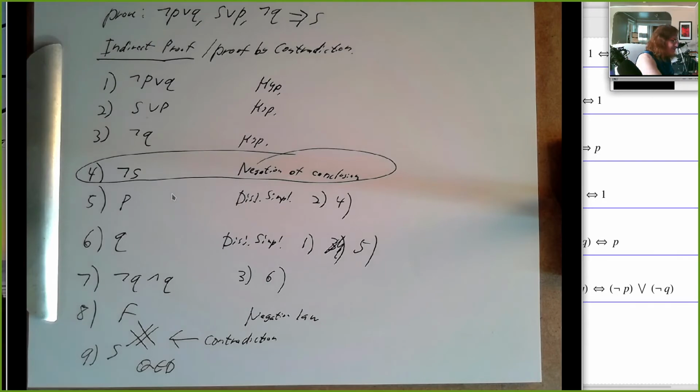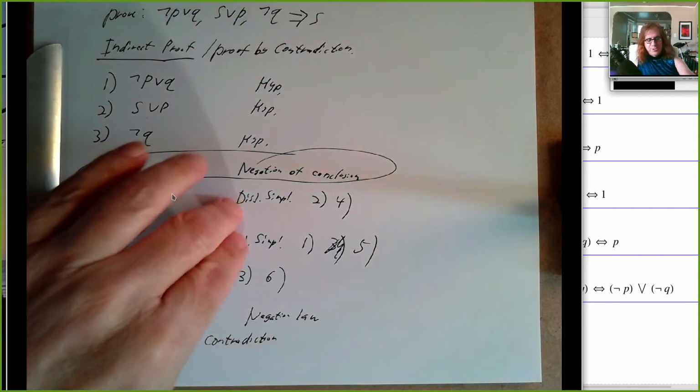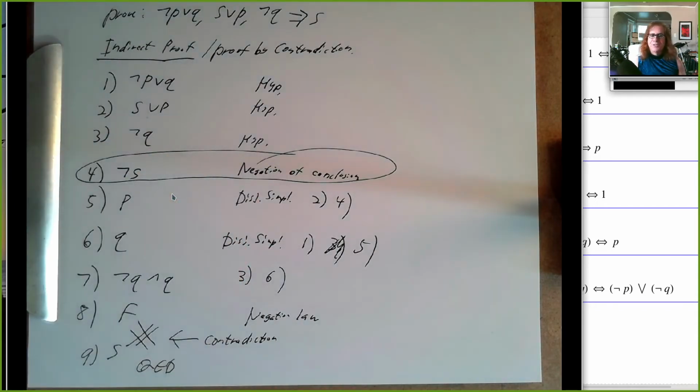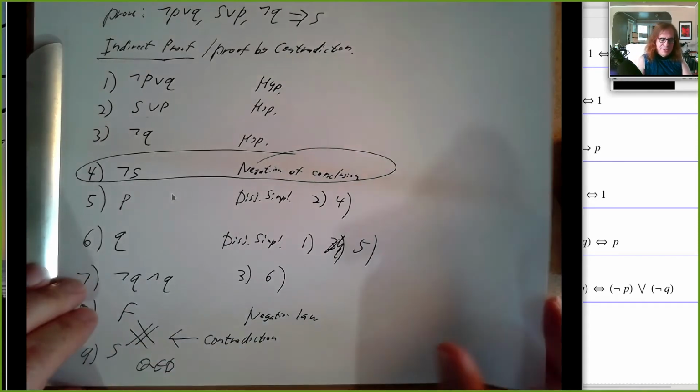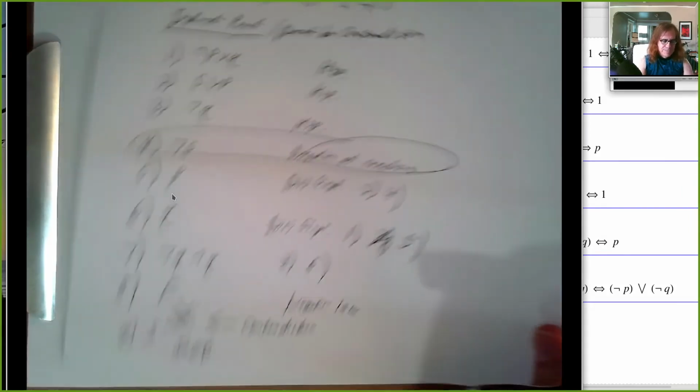All right, so that's a different feel from a direct proof. And it may look like we did the same work. We did 2 disjunctive simplifications just like in the direct proof. But in our next example, we'll see that sometimes indirect proofs feel very different from direct proofs. But let me take one more look at what we did here.